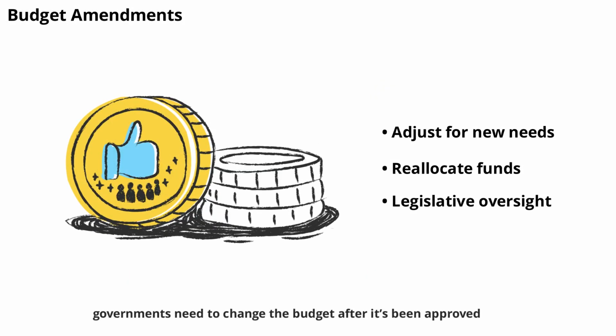Sometimes, governments need to change the budget after it's been approved. This can happen if revenues fall short, emergencies arise, or priorities shift. Budget amendments allow officials to reallocate funds or adjust spending plans as needed. These changes are usually subject to legislative approval to maintain accountability.